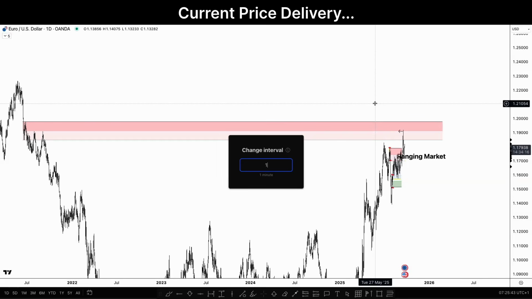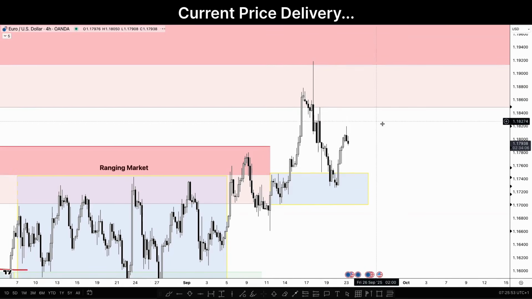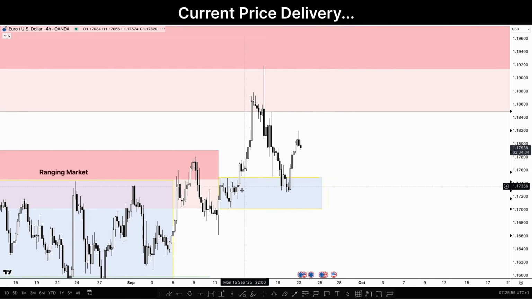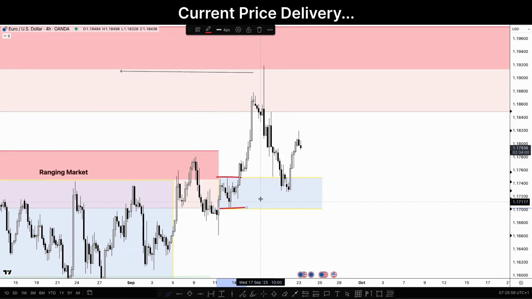So let's go back to the 4-hour chart. This is current price. How would we play current price? Well, based on the fact that price has reacted from a buy range, when we get into this range here in the future, we look for bullish continuation away on our 15-minute time frame or our 1-minute time frame.